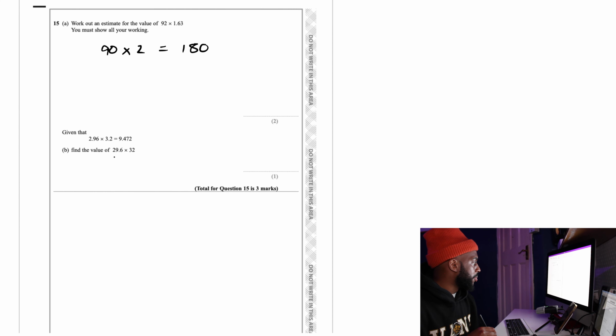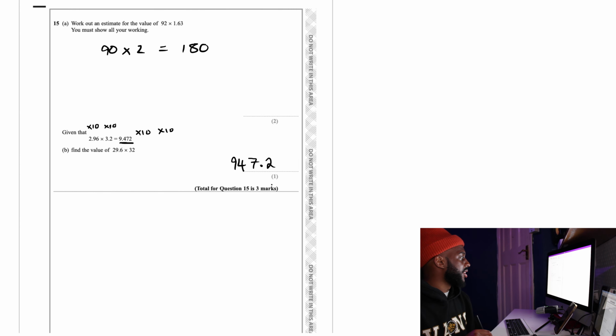This part B, given that 2.96 times 3.2 equals 9.472, find the value of this. So you can see these numbers have been manipulated a little bit. So that 2.96 has been changed to 29.6. So you can see that's been times by 10. Let's look at what's happened to the 3.2. Again, that's been times by 10. So when finding the new answer, we have to times that also by 10 twice, because the left side's been times by 10 twice. So we times this by 10 and times it by 10 again. So same as times it by 100, which is going to move the decimal point 2 places to the right. So we'll end up with 947.2, and that's it.